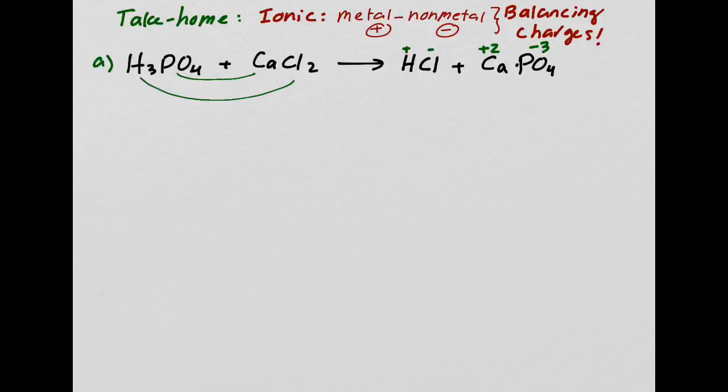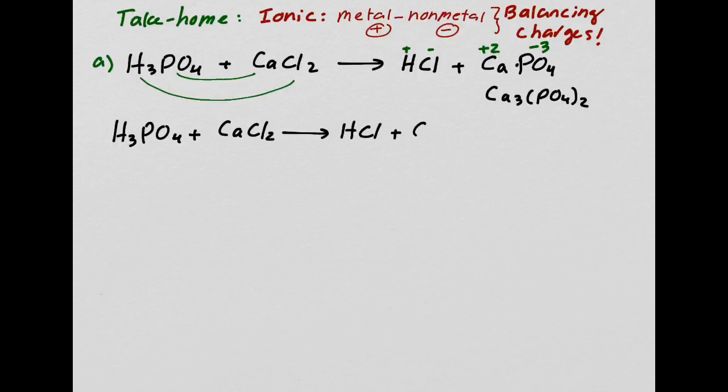Okay, so then what I would have to do is cross multiply the charges, it would be Ca3(PO4)2. Because what do I have to do? I have to balance the charges, right? You cross multiply the charges. We're good so far? Okay, now I'm going to rewrite the molecular equation. So it would be phosphoric acid plus calcium chloride goes to hydrochloric acid plus calcium phosphate. This is my molecular equation.